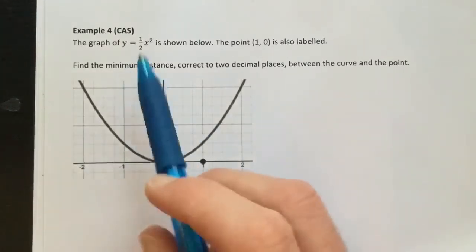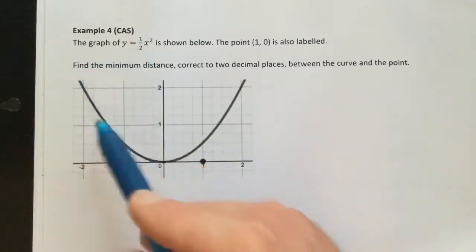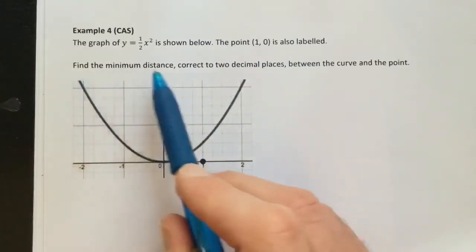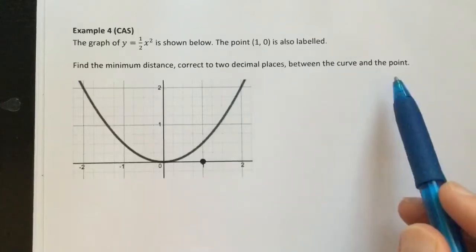All right, example 4. And again, a different style of question to get used to. We're told that the graph of y equals a half x squared, so this parabola here, is shown below, and the point (1, 0) is also labelled. Find the minimum distance, correct to 2 decimal places, between the curve and the point.